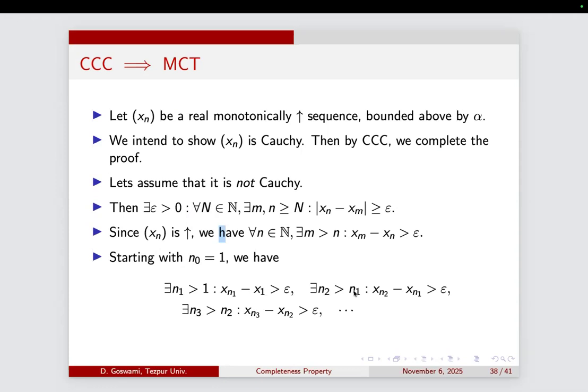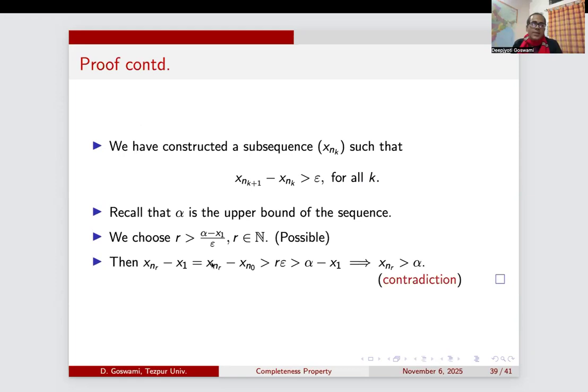So I'm picking my stages, and this means that the ultimate distance, if I travel r times, will be more than the supposed distance, because if I start at x1 and alpha is the supremum, I cannot cover more than this distance, but I have already covered a distance which is strictly greater than this. This means I have to have a number which is greater than the supremum, which is a contradiction.